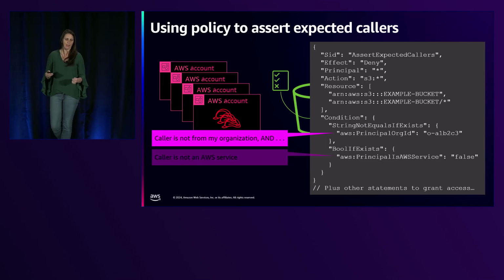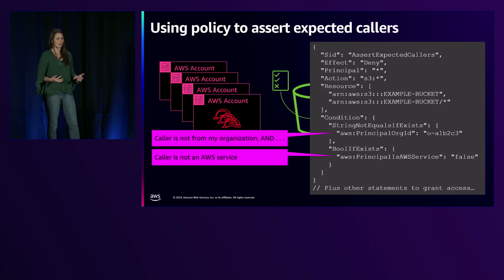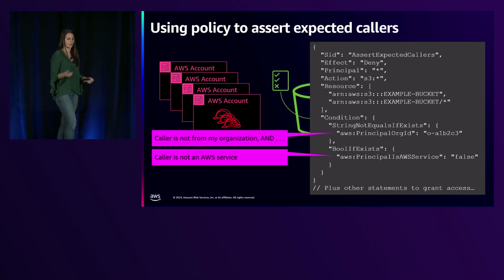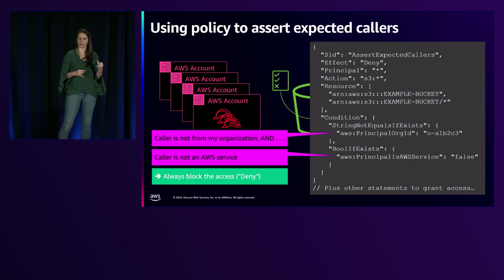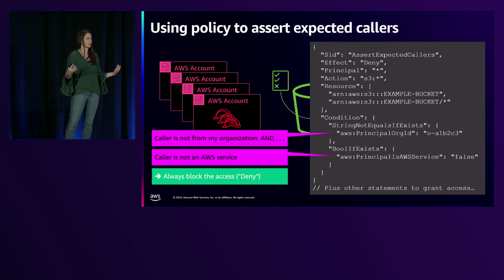So if you have partner organizations that need to access your data, you can go ahead and list them out here. And then, of course, we want AWS services to interact with our data. That's why we're using AWS. And so we're going to allow services from AWS. So together, if the caller is not from my organization and not from an AWS service, we're going to deny access. You will then need a bunch of statements allowing the types of access that you want, but this is a baseline policy that you can use to deny unexpected access.